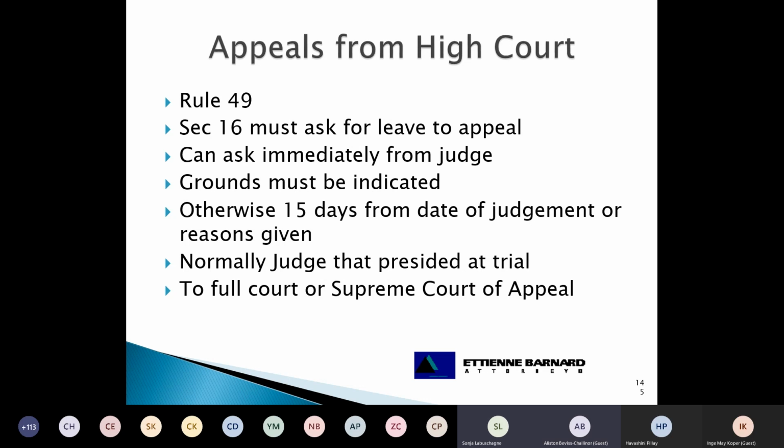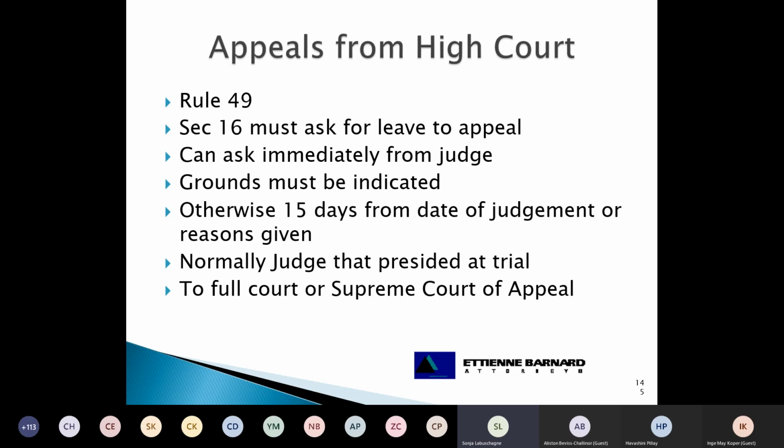However, in the high court, if you want to go further to appeal, you must ask for leave to appeal. You can ask when the judge gives judgment, and you would not be popular, because the judge would want you to read the judgment first and get some instructions. You have 15 days from judgment or reasons given to apply for leave to appeal. The grounds must be indicated, and you do that with the judge that presided at trial.